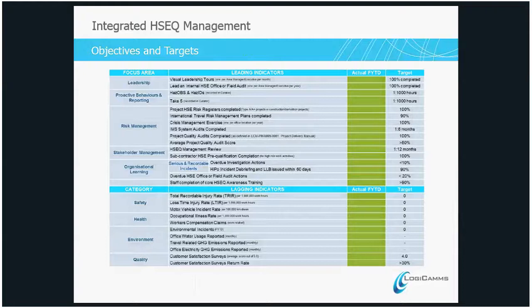So if you look at the screen at the moment, you'll notice that there are a number of things recorded. Our leading indicators include our risk registers, our travel risk management plans, IMS system audits, HSEQ management reviews, and overdue HSE officers or field audit reviews. Lagging indicators, and this is generally the stats that we see reported, include our total recordable injury rates, our lost time injury rates, occupational illness rates, and includes things like office water usage, office electricity use, and so forth.